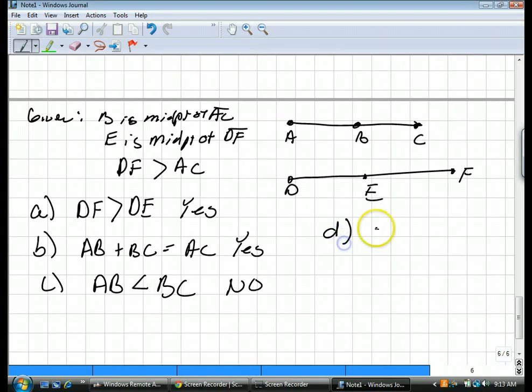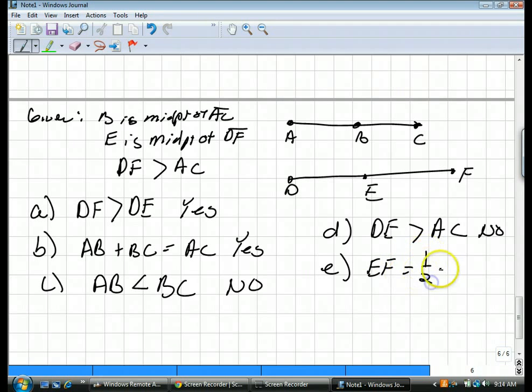Okay. D, can we determine that DE is greater than AC? No, we don't know that. There's no property or postulate or theorem that we can apply there. E, can we determine that EF is equal to 1/2 of DF? And yes, we can determine that by the midpoint theorem.